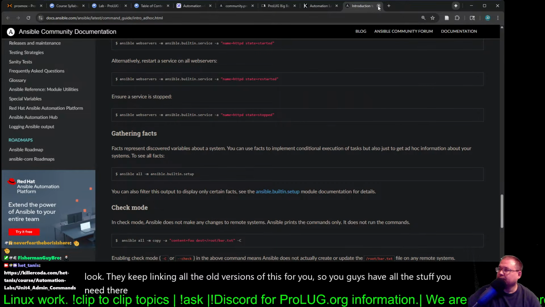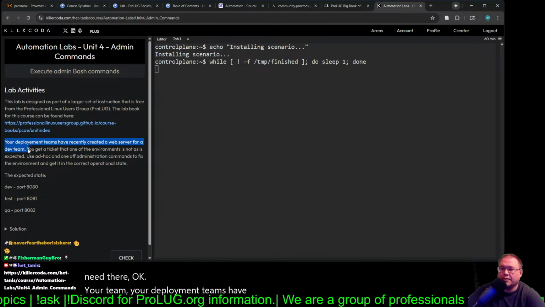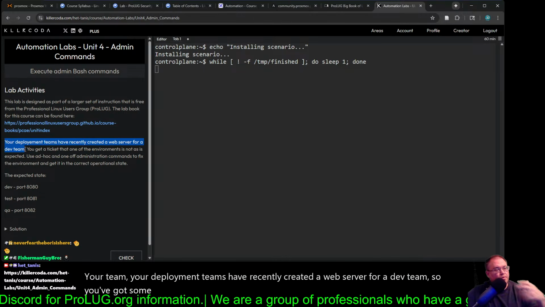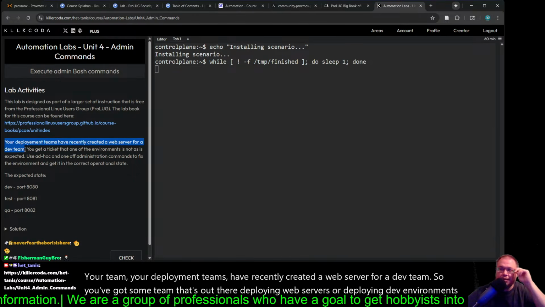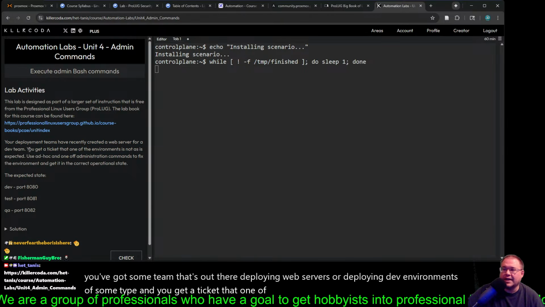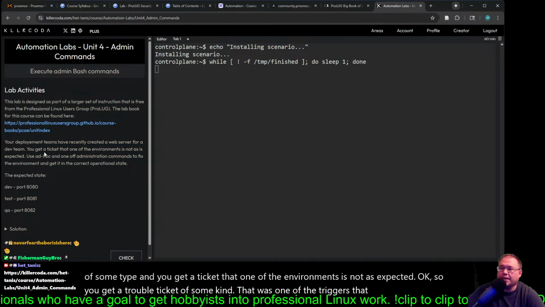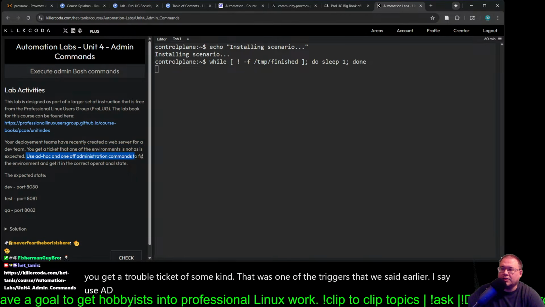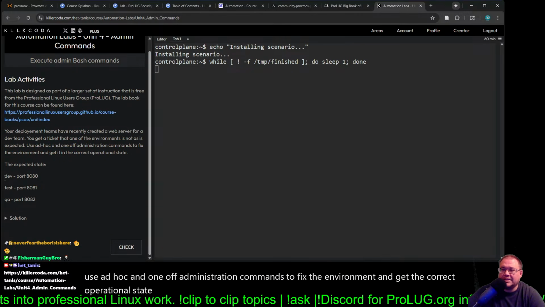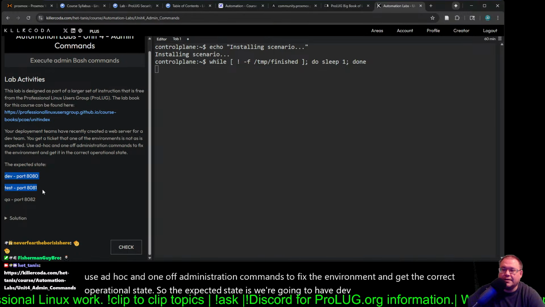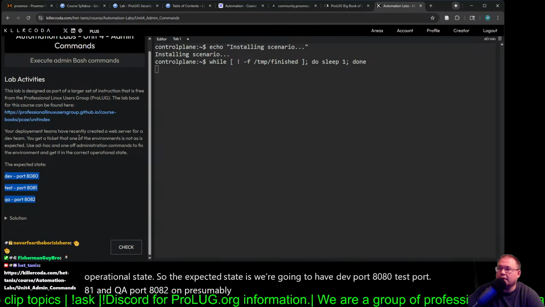Okay. So your deployment teams have recently created a web server for a dev team. So you've got some team that's out there deploying web servers or deploying dev environments of some type. And you get a ticket that one of the environments is not as expected. Okay, so you get a trouble ticket of some kind. That was one of the triggers that we said earlier. It says use ad hoc and one-off administration commands to fix the environment and get the correct operational state. So the expected state is we're going to have dev port 8080, test port 8081, and QA port 8082 on presumably some web server. Oh, it says up here it's a web server. Good.